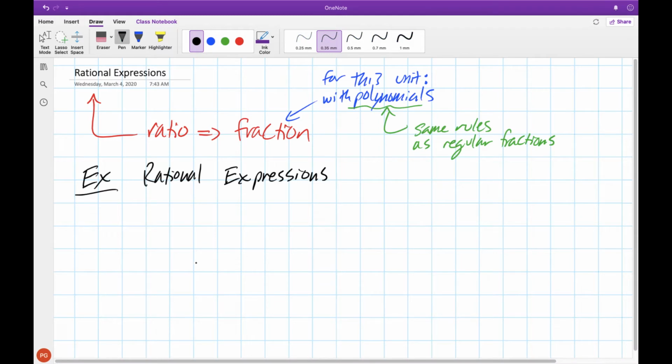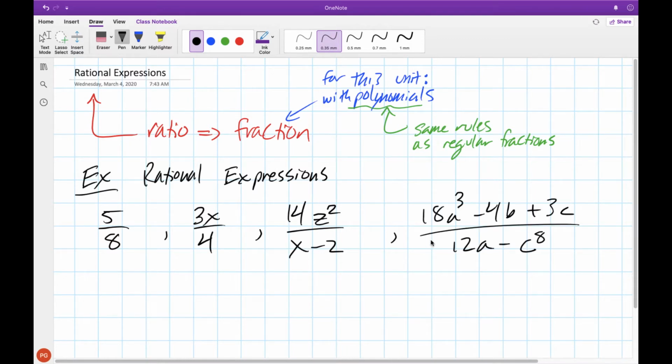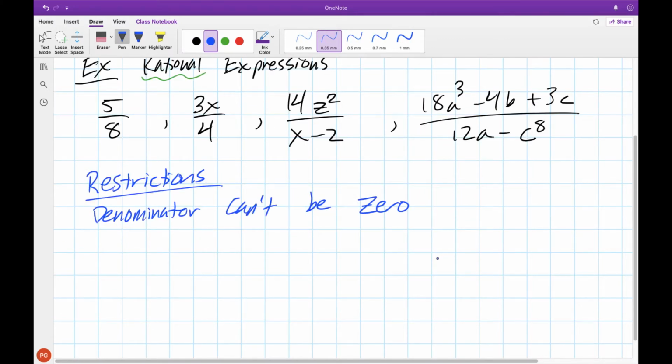Some examples of rational expressions include the following. We can just have regular fractions like 5/8. We can have fractions that include variables like x. We can have other variables like z, and they can get as complicated as we like as long as they have this line in the middle. As long as there is this dividing line in the middle giving us a fraction, it is going to be a rational expression.